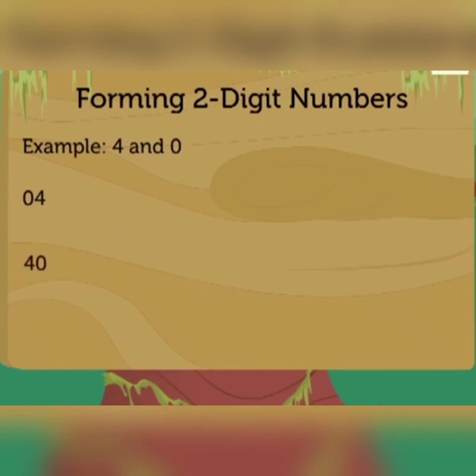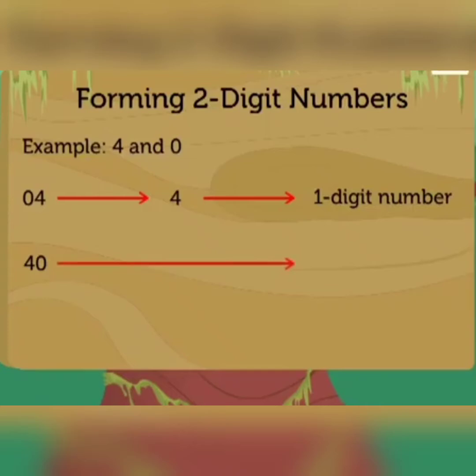But here 04 is a one-digit number, that is 4. And 40 is the only 2-digit number that we can form here. So 40 is the only 2-digit number here.